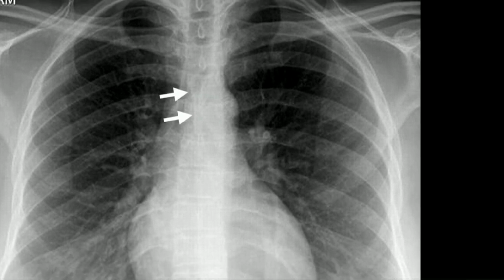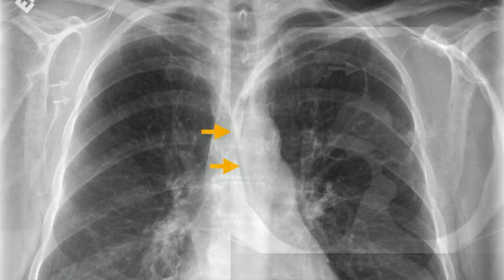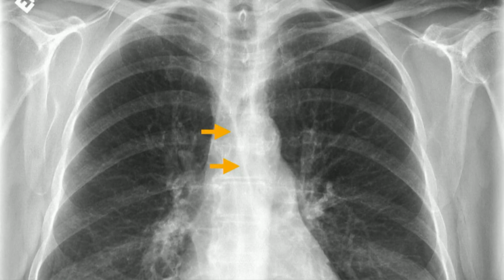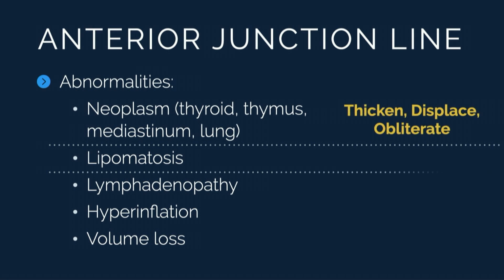It's a lot easier to appreciate this on CT. Here's a patient with some emphysema, so the lungs are even more expanded, but that line there is our anterior junction line. So why is it important? Well, I'm going to show you another example. Here we have the anterior junction line. It's a little bit more thickened. And what can happen here is we can have abnormalities of the anterior junction line.